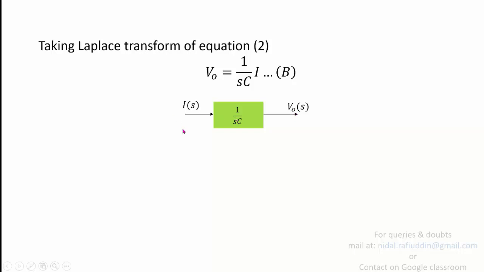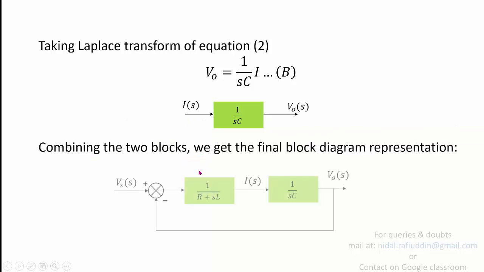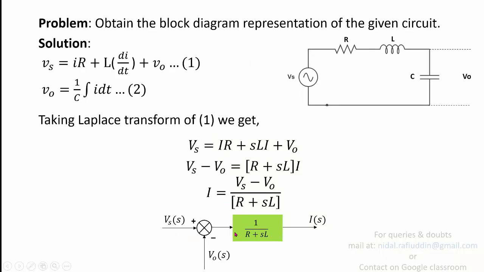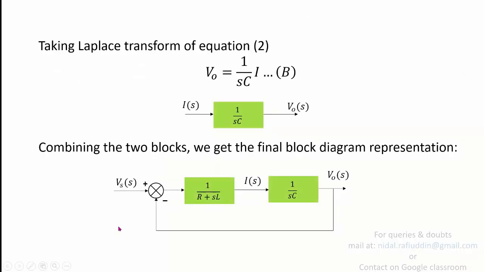Now, what we are going to do is compare the two blocks, and connect the two blocks in order to obtain the final block diagram representation of the system. So if you combine the two blocks, we get the final diagram representation, which is nothing but as shown here. So what we did is, if you look at the previous block, we picked this block and then we placed it here.